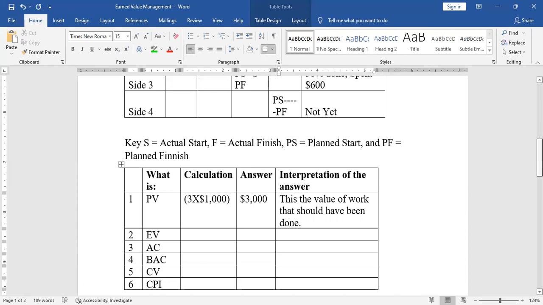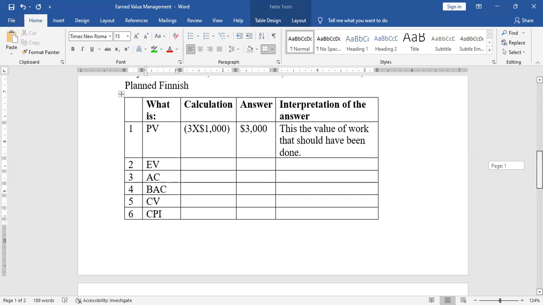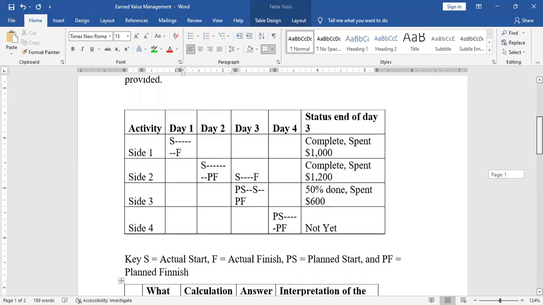I go to the next computation. So PV is according to the plan or according to schedule, according to time. Now I come to EV, earned value. EV is earned value. Earned value is the value of the work which has been done. Not the work that should have been done, but the actual work which has been done. So I'll go to the status chart to go and see how much work has been done.